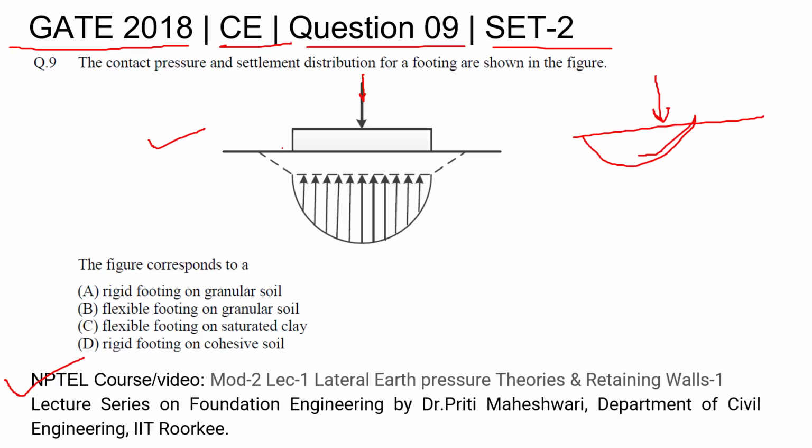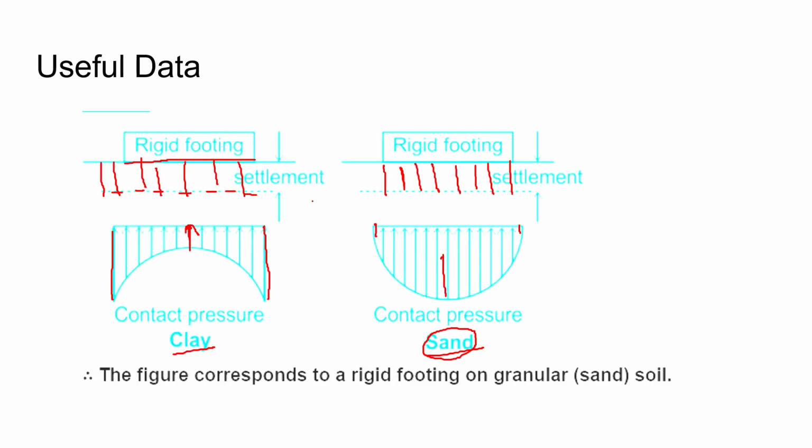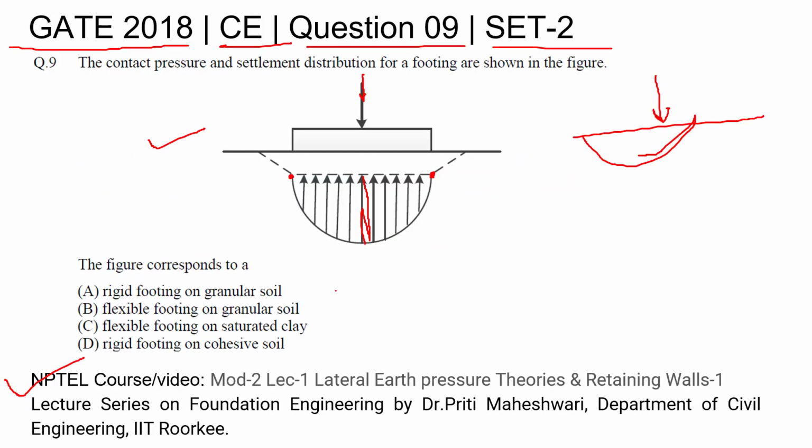So the question asks: the contact pressure and settlement distribution for a footing are shown in the figure. We have to figure out which footing this is. You can see that the pressure bulb shows the pressure is lowest at the corner and maximum at the center. So this is case 2, that is, sandy soil. For sand, the pressure will be maximum at the center.